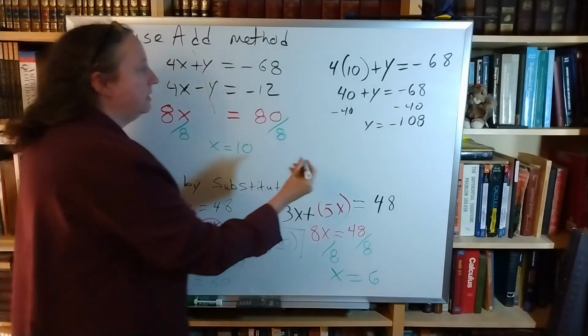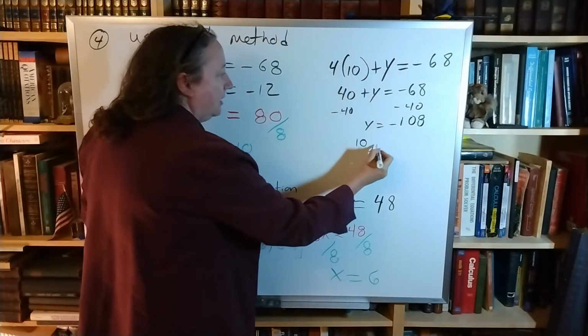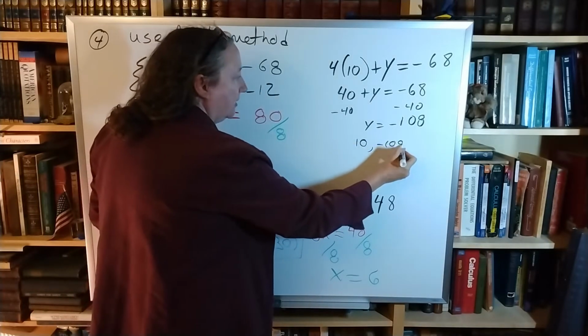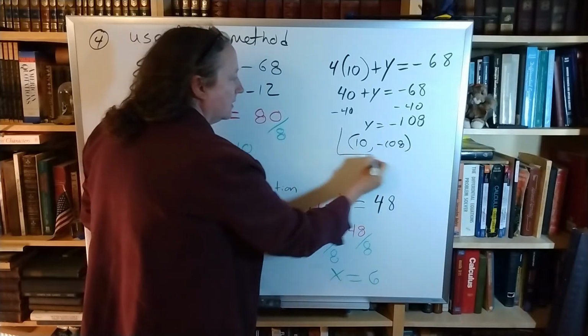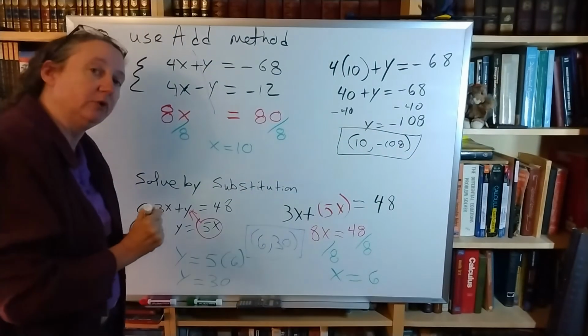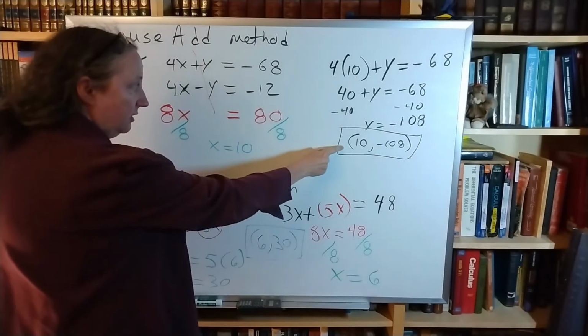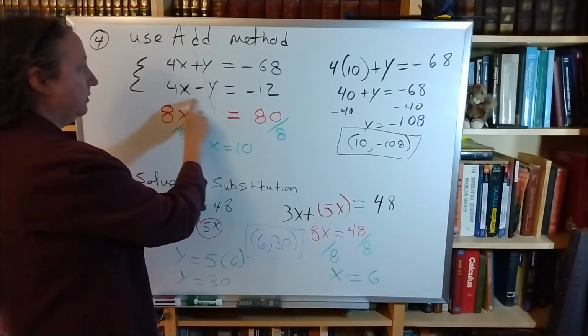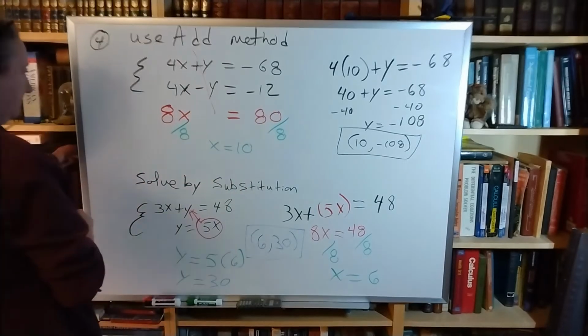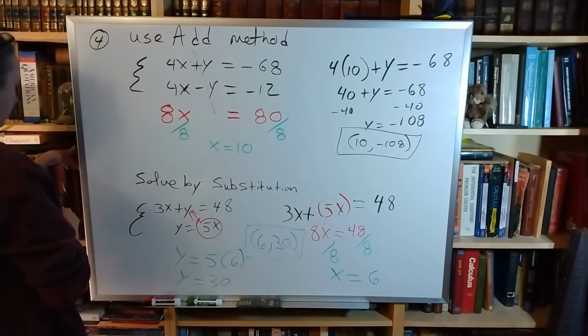So I have my answer is 10 comma negative 108. I want to check my answer. So I'm going to take this set of numbers and I'm going to plug it into my second equation. I need a little room.